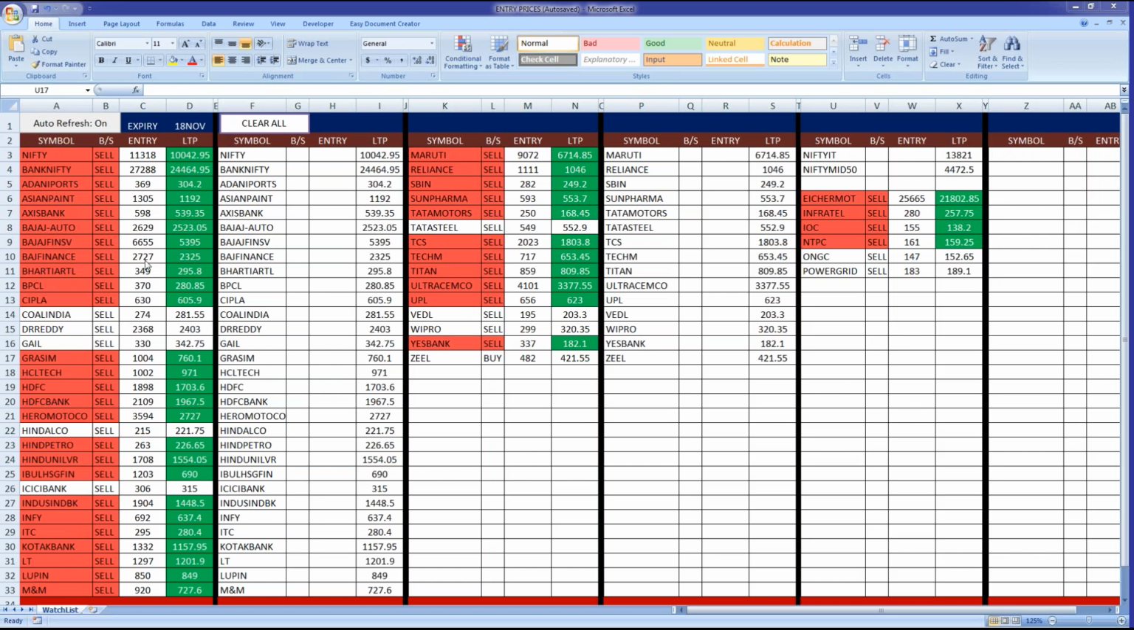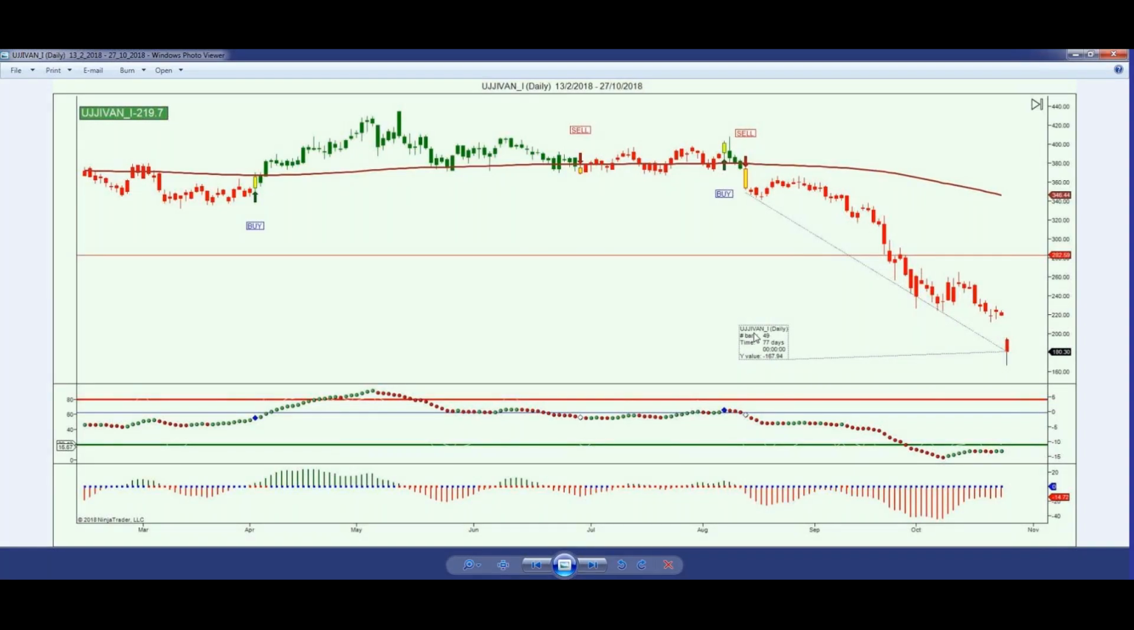And the Y value will be the number of points that you have earned. Time, that is 77 days. I am just showing you Ujjivan. So the name of the script, and it is a daily candle. Every candle represents 1 day. The bar count represents 49, which is nothing but the number of trading days.